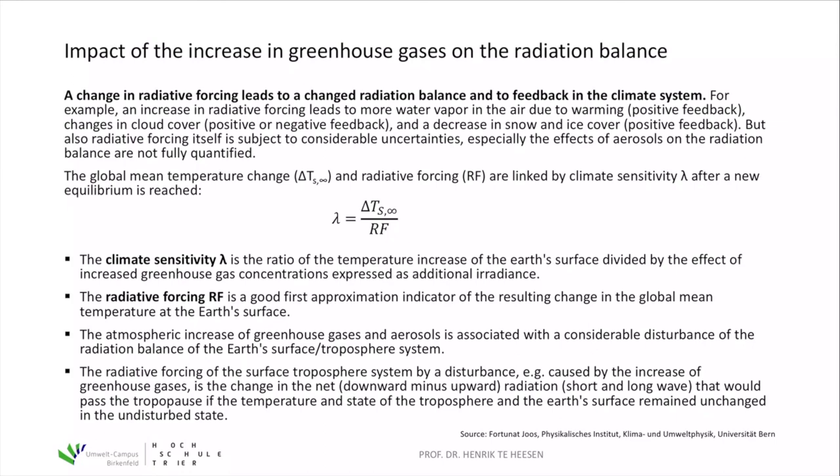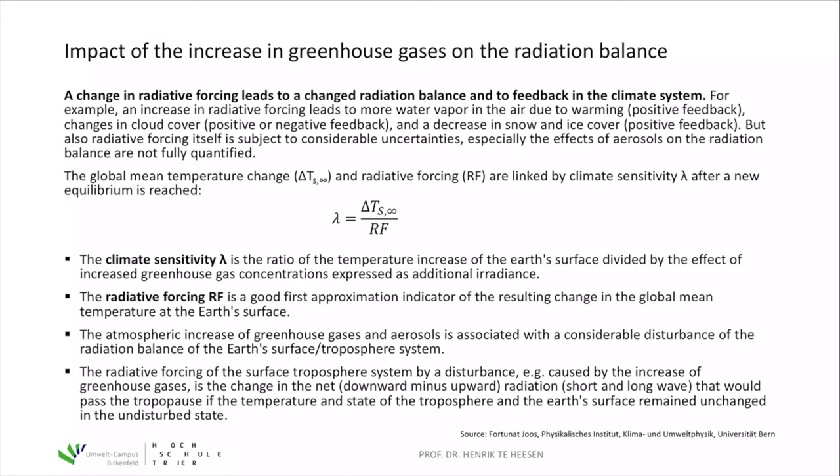The global mean temperature change, you can see this here with the delta T, and the radiative forcing RF are linked by a value called climate sensitivity, lambda, after a new equilibrium is reached. So you see that this climate sensitivity lambda is described as the temperature change over the radiative forcing. So you can describe this climate sensitivity as the ratio of this temperature increase, of course also the temperature decrease, of the surface, divided by the effect of increased greenhouse gas concentrations expressed as an additional irradiance. And we've seen that the radiative forcing is a good first approximation indicator of the resulting change of the global mean temperature.